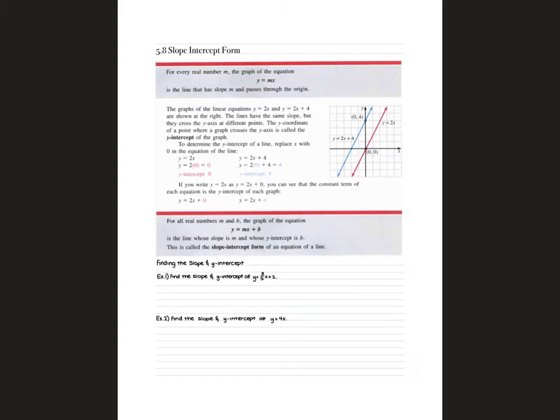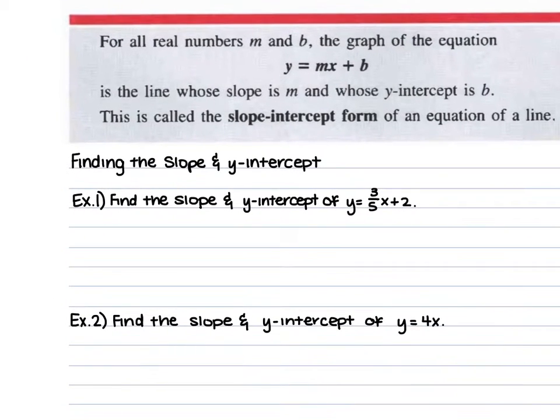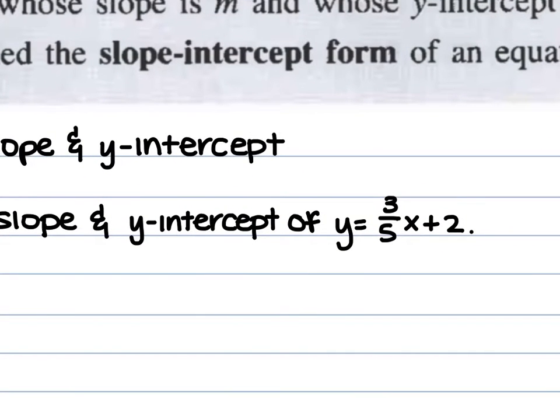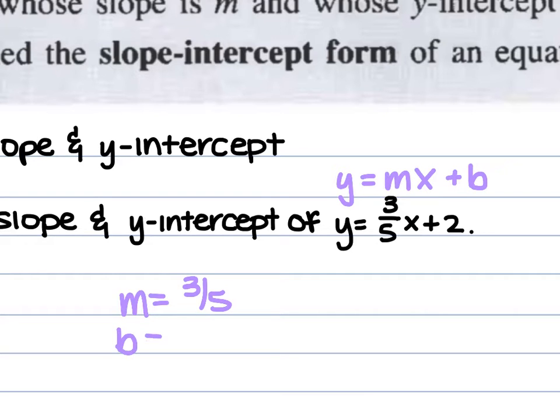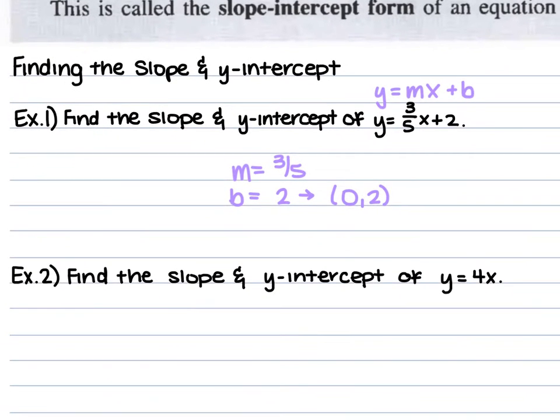So if we look at example 1, it asks us to find the slope and the y-intercept of y is equal to 3/5 x plus 2. So remember, our formula is y equals mx plus b. So our m is our slope, and in this case it's 3/5. And then our b, or our y-intercept, is 2, which means it's the ordered pair 0, 2. Again, your y-intercept is going to keep the sign that's in front of that term or that number.